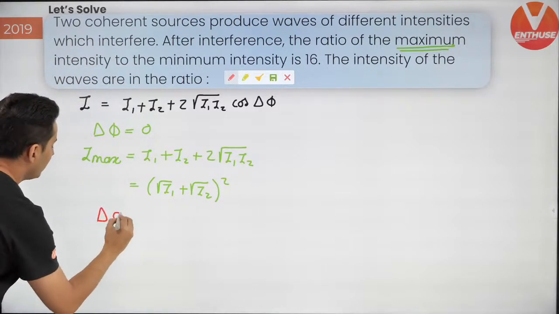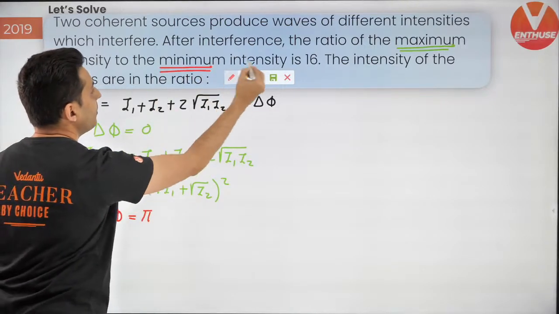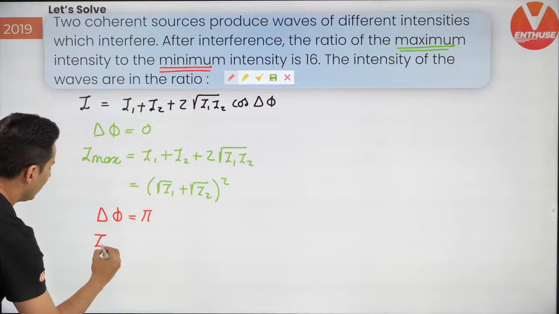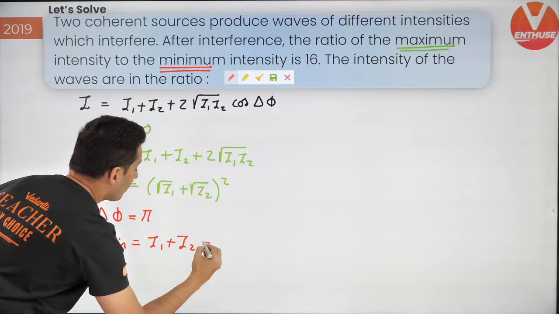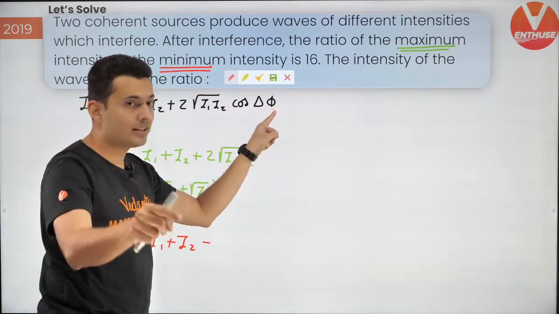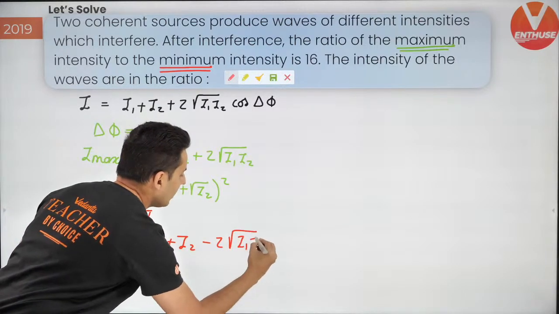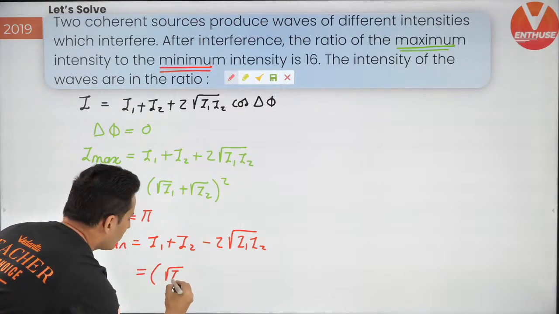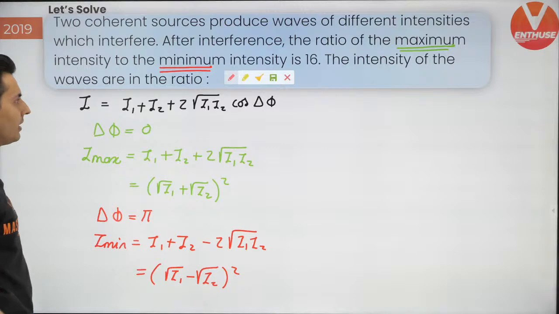Next, when del phi is pi radians, that's when you're going to have the minimum intensity. Look at that, so they are out of phase. So I minimum will be I1 plus I2 plus, wait a minute, cos of pi, cos 180, is minus 1. So bring that minus here and it will become minus 2 root I1 I2. Just write it in A minus B whole square form, so root I1 minus root I2 whole square. That's what I'm going to get.